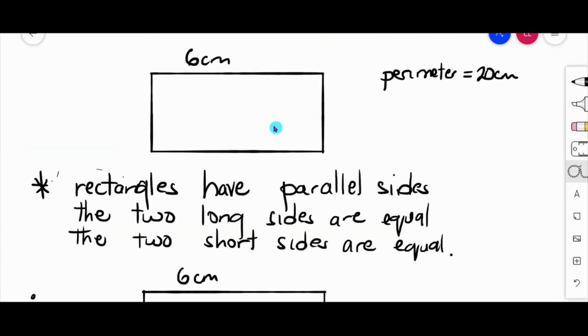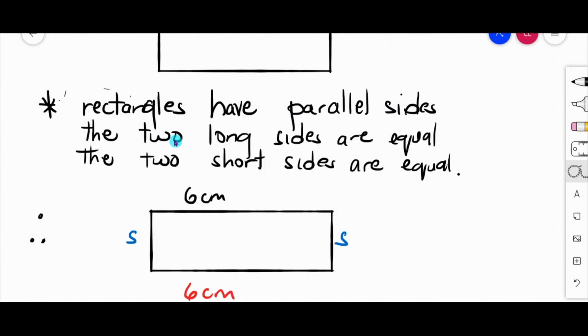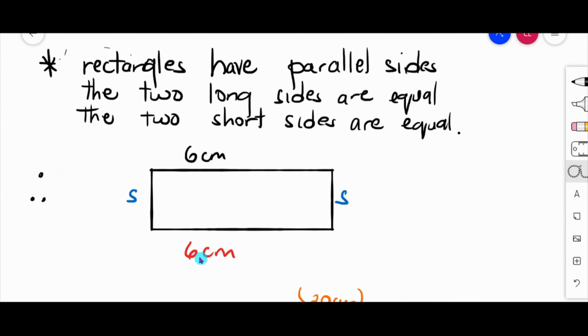So we have this here now. We know that the perimeter should be 20. We have 6 for this long side. Now what do we know? We know that rectangles have parallel sides. The 2 long sides are equal and the 2 short sides are equal. So if this is 6, then the parallel side will be 6, and whatever length this short side is will be the same length here.